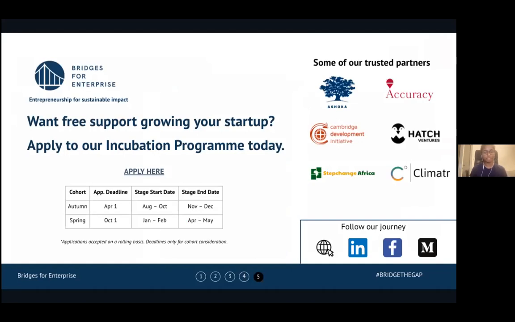So I just want to mention that we have 2 cohorts of startups we accept per year. It's a rolling application process, but we encourage you to register through the following dates: April 1st for our autumn cohort, so that's the earliest one for this year, and October 1st for our spring cohort. If you apply following these dates, you will be eligible for the cohorts. All information can be found on our website at bridgesforenterprise.com. If you have any questions, have a look at our website or send us an email with any additional questions.